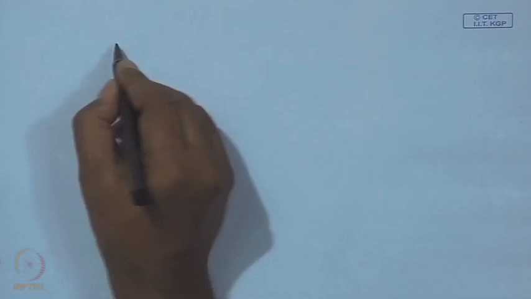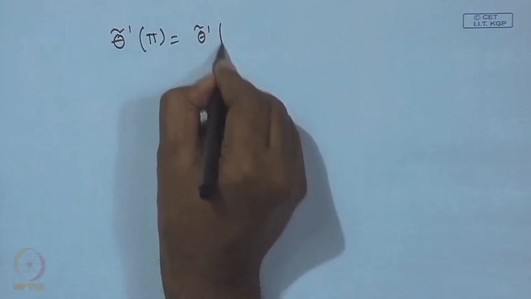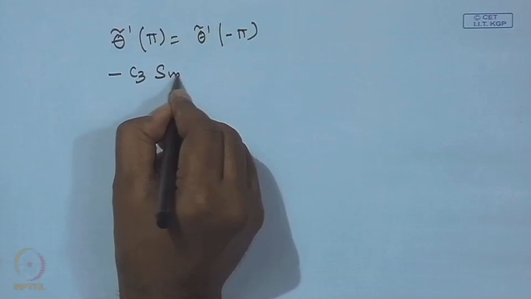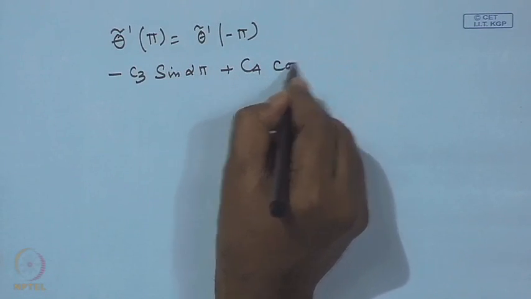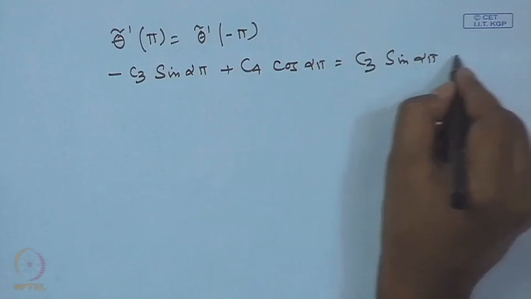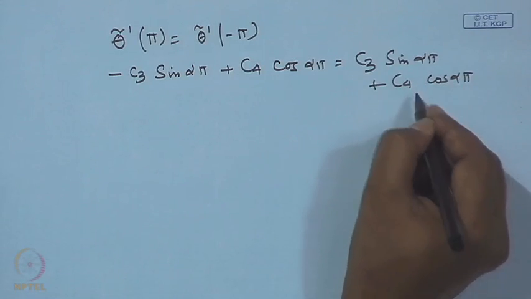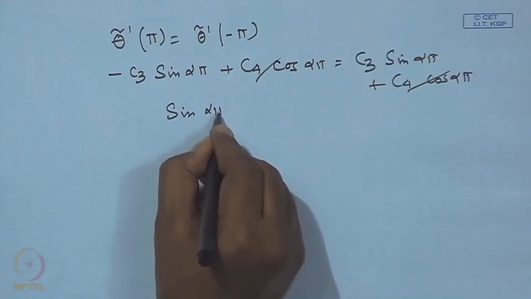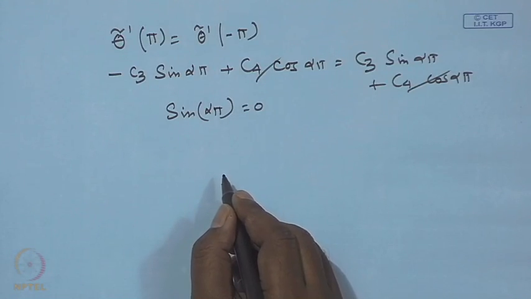If we use the other boundary condition, theta hat prime evaluated at pi is equal to theta hat prime evaluated at minus pi. So, you will be getting minus C3 sine alpha pi plus C4 cosine alpha pi is equal to C3 sine alpha pi plus C4 cosine alpha pi, and C4 cosine alpha pi will be cancelled out from both the sides. You will be again getting sine alpha pi is equal to 0. So, from both the boundary conditions on theta, you will be getting the same equation for alpha pi.